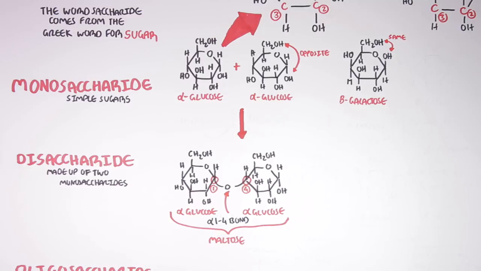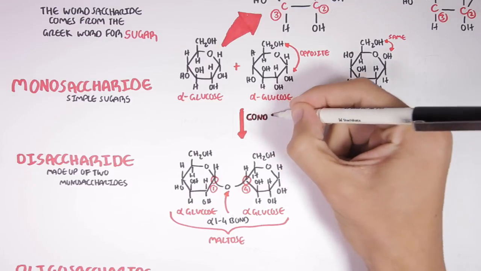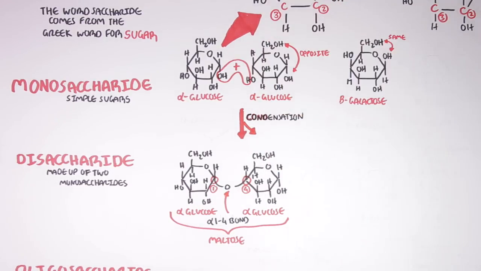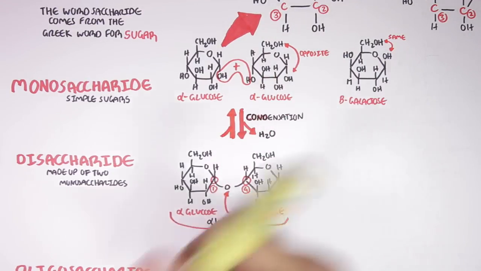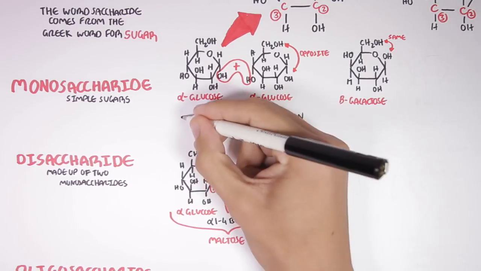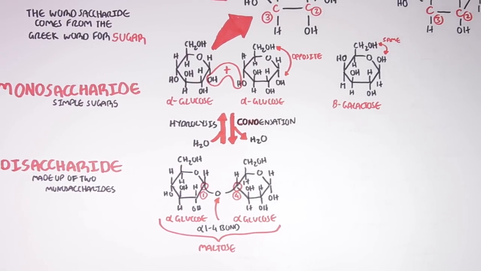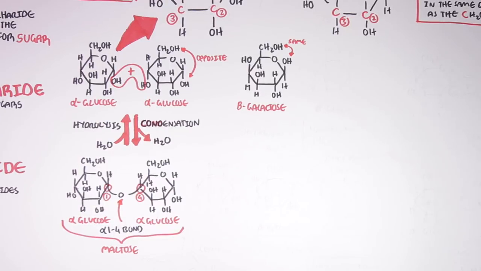Now the process of linking monosaccharides with one another is called condensation. And here, water is released. Therefore, the reverse reaction is hydrolysis, and this is where we add water. Adding water to an alpha 1,4 glycosidic bond will break the bond. So maltose is only one example of a disaccharide. Let's look at some other common examples.